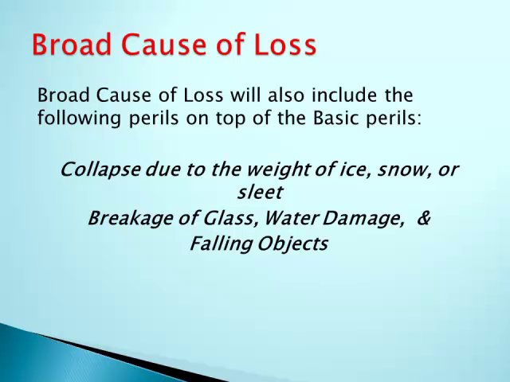Broad cause of loss forms are going to give you coverage for a few additional perils. Your largest one is going to be collapse due to weight of ice, snow, or sleet. Breakage of glass, water damage, and falling objects are also included.